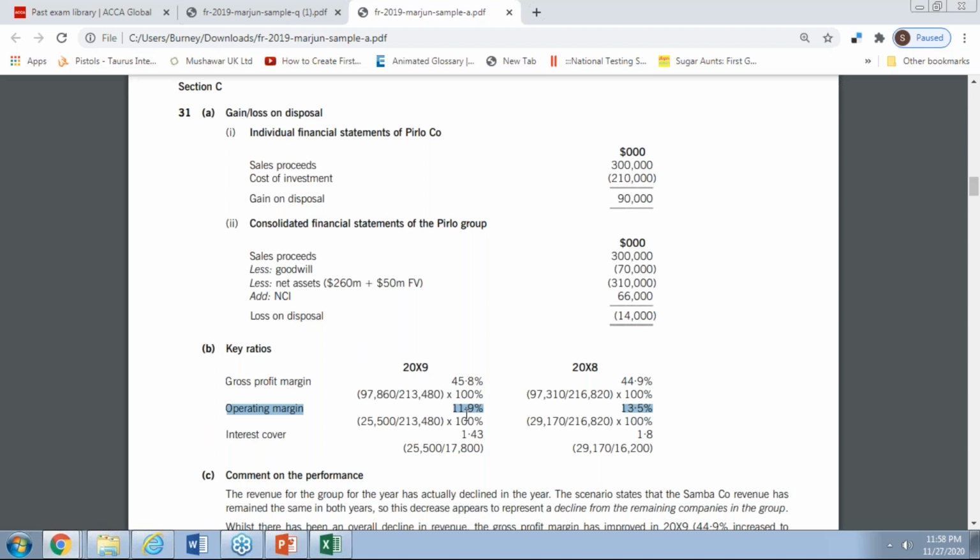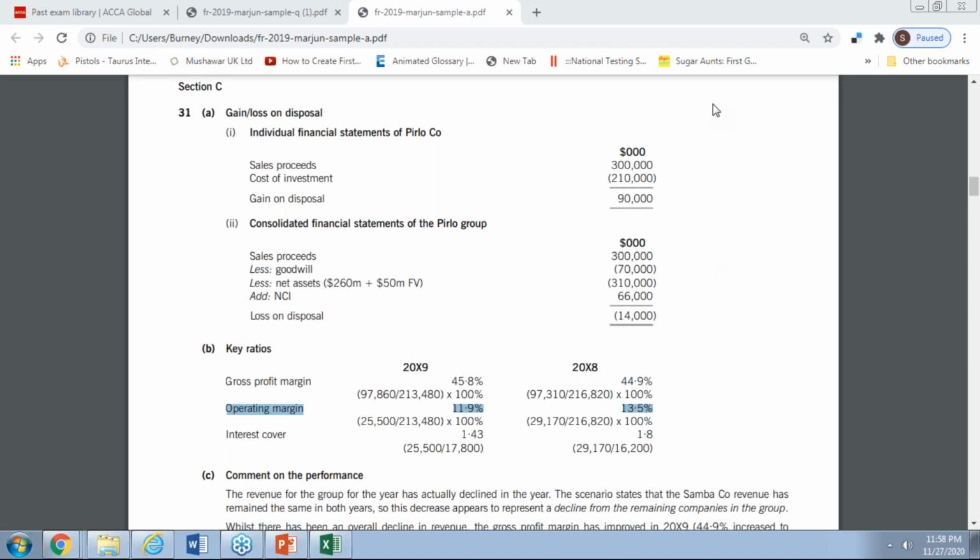It means that the other members of the group are at a loss. The other members of the group might be in loss, because if there is an increase in the profitability of the Samba, then there should be an increase in the profitability of the overall group. But you can see a decline in the profitability of the overall group, which shows that there might be other members of the group which are at losses.